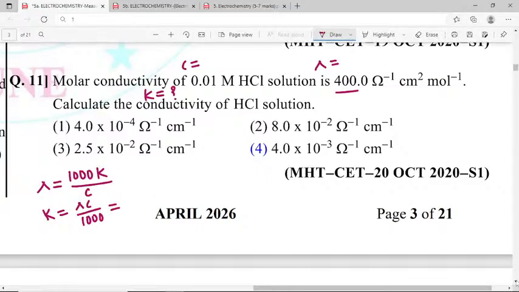So what is the lambda value? Lambda as a molar conductivity 400. 400 divided by 0.01. This whole divided by 1000. 0, 0 get cancelled. 4 into 10 to power minus 3.